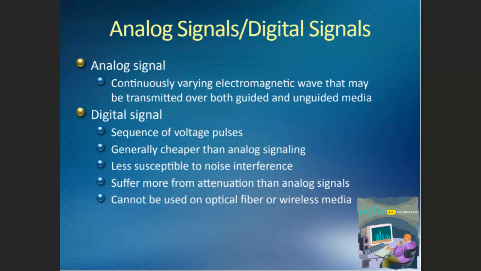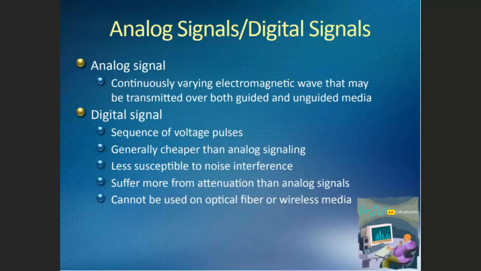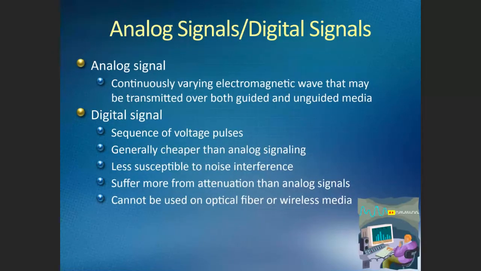Digital signals cannot be used on optical fiber or wireless media. Wireless media is analog signaling. Fiber is analog signaling too. Okay, don't forget that. I'm talking about fiber optic media, cable. We'll talk about it more when we study fibers.